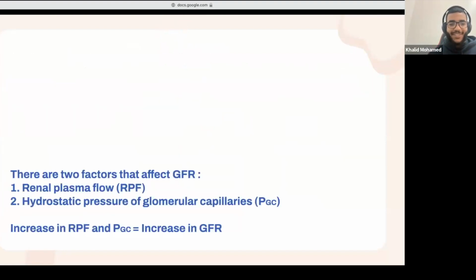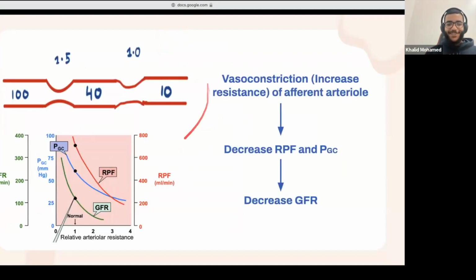So this is the normal arrangement of the capillary. You'll have the afferent capillary over here and the efferent capillary over here. And in the middle, this is the glomerular capillary.